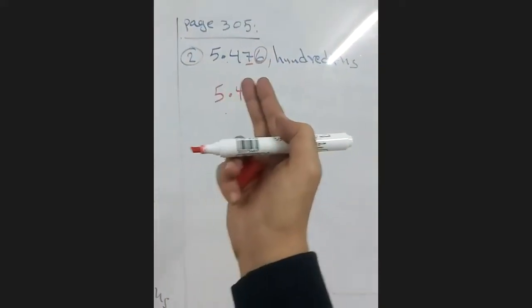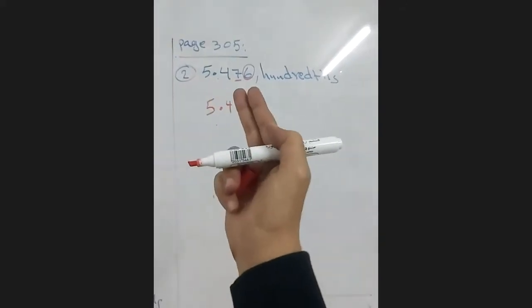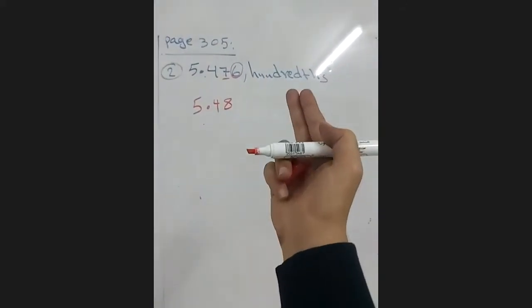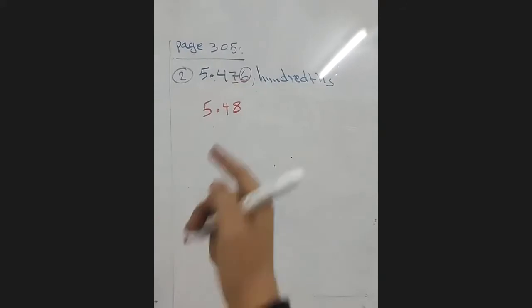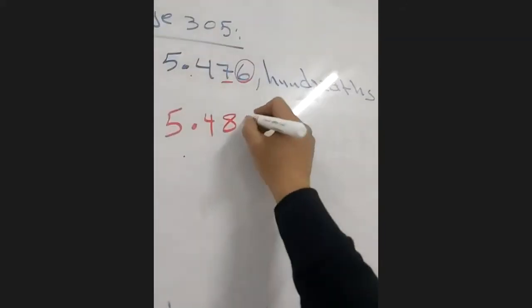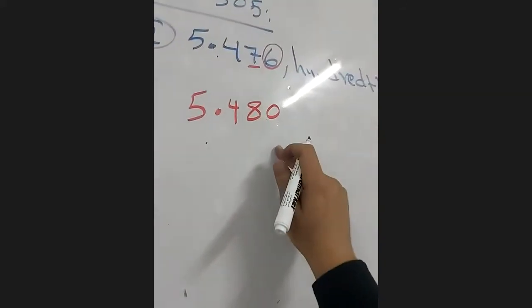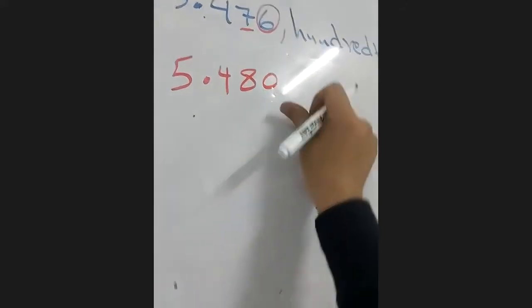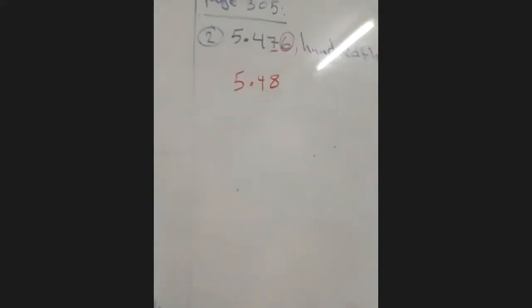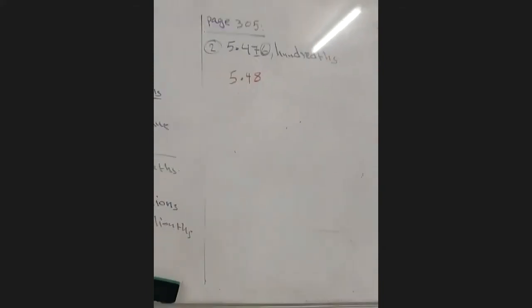So the rounded number for 5.476, if you want to round to the hundredths, will be 5.48. The 6 will be 0, guys. Again, this 0 has no value. No need for it. So this is the first answer of the second question.